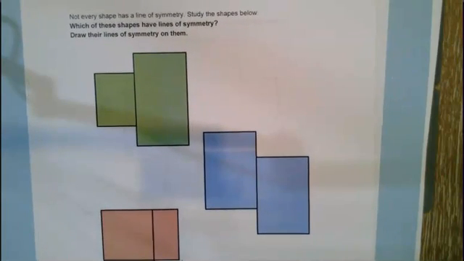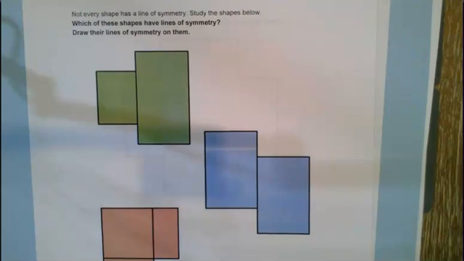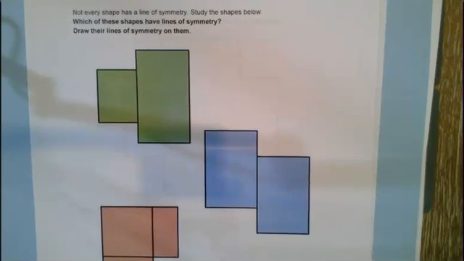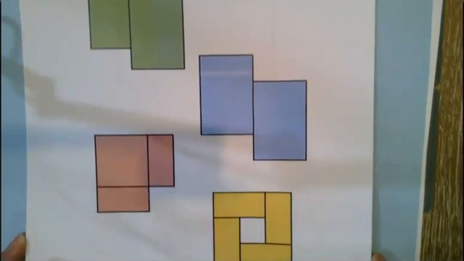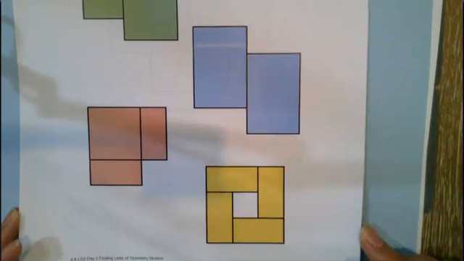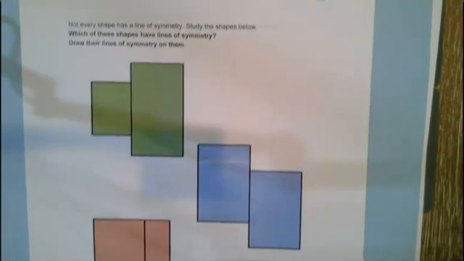It says not every shape has a line of symmetry. So study the shapes below. Which of these shapes have lines of symmetry? And then draw the lines on them. So there are 4 different shapes, and we want you to identify where the lines of symmetry are on. Some of them will not have one.